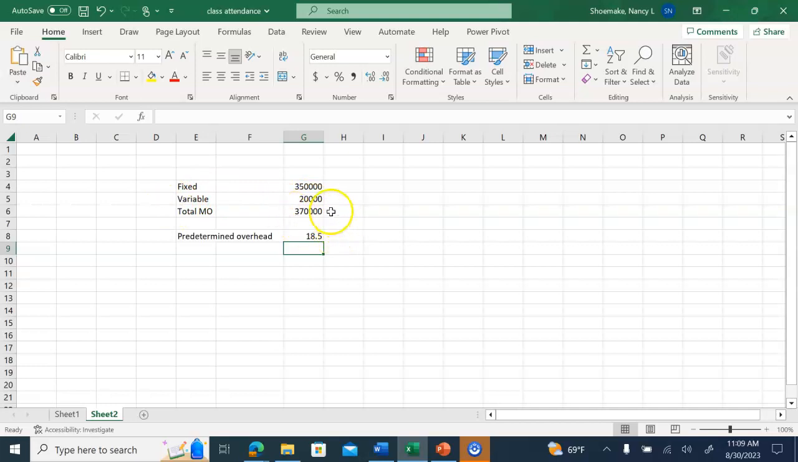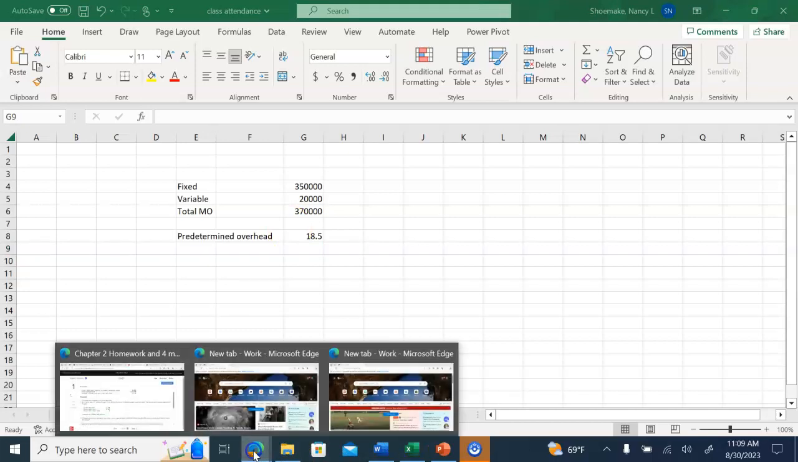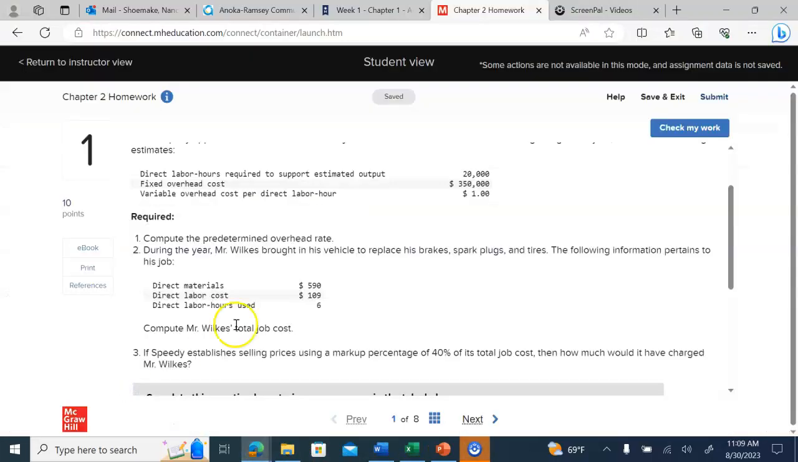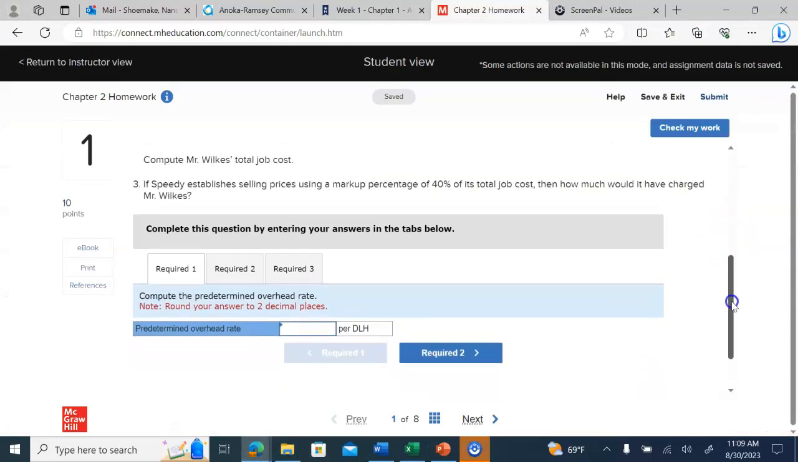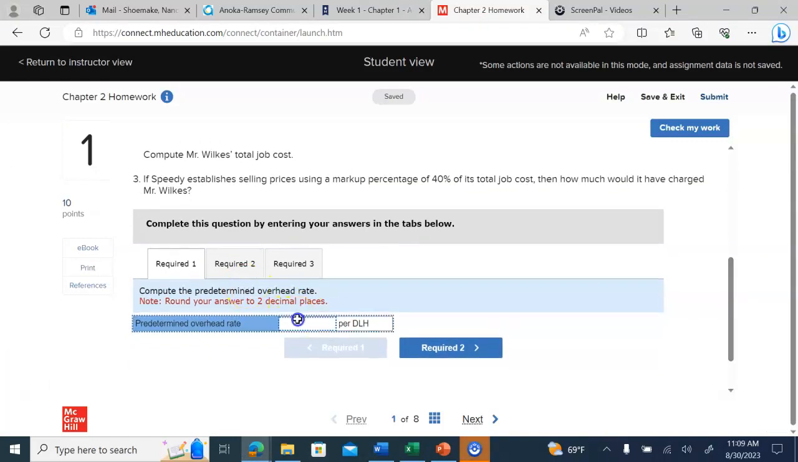That 370,000 divided by our estimated labor hours of 20,000, you take the 370 by 20,000, it gives you $18.50 per predetermined overhead rate.